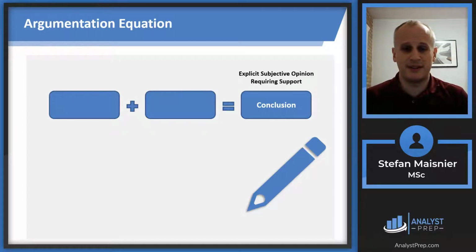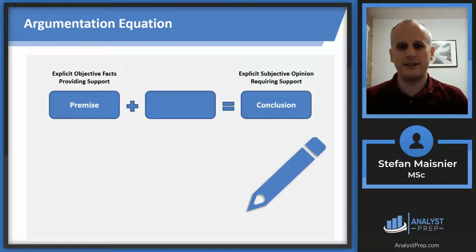So it's some statement that's made in the argument that you don't believe without some sort of reasoning, and that comes from what is known as your premise. And your premise is your explicit set of objective facts that provide support. So both the premise and the conclusion are stated in the prompt. You shouldn't have to guess, and you shouldn't have to paraphrase. Really avoid paraphrasing if you can.